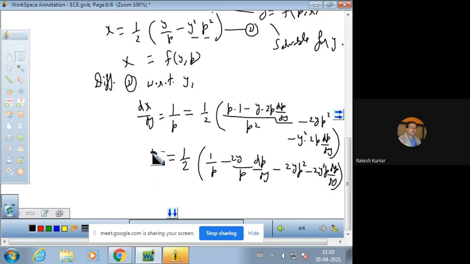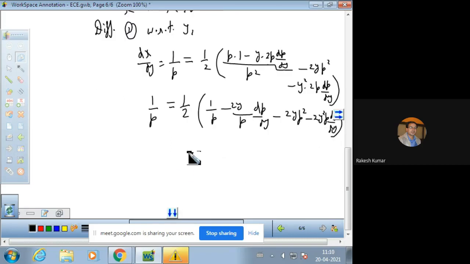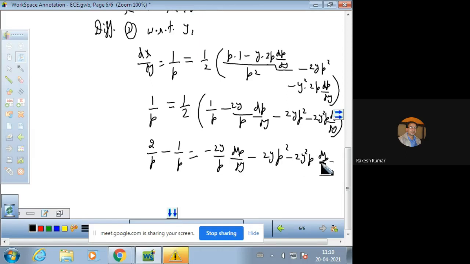On the left hand side, we will have 1 upon p. Now this can be written like this. 1 by 2 will be taken to this side. So 2 over p minus 1 over p, and that will be minus 2y over p dp upon dy minus 2y p square minus 2y square p dp over dy. So you will solve this. So this is a 1 upon p.